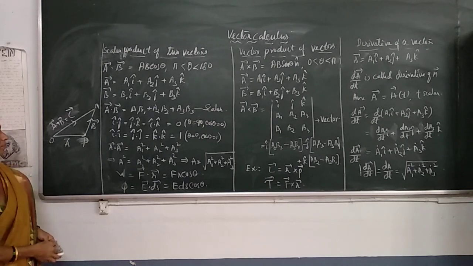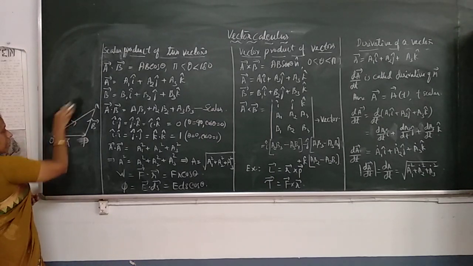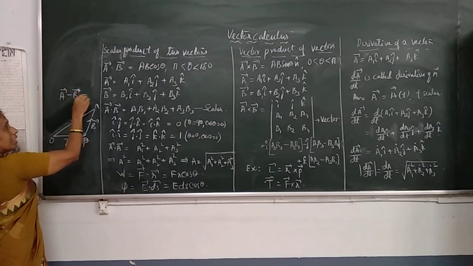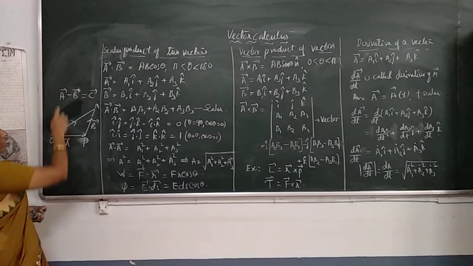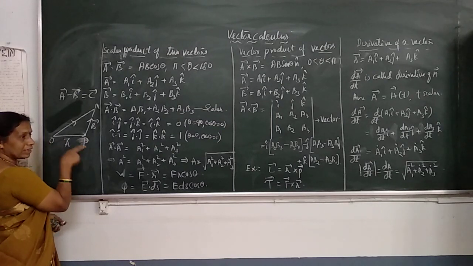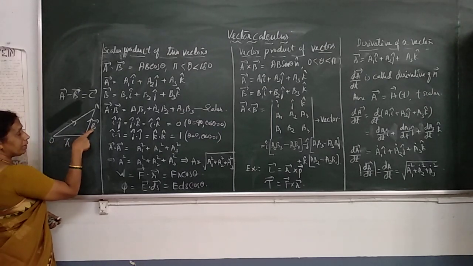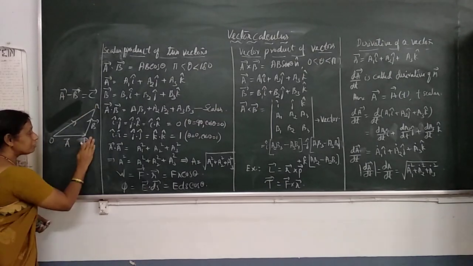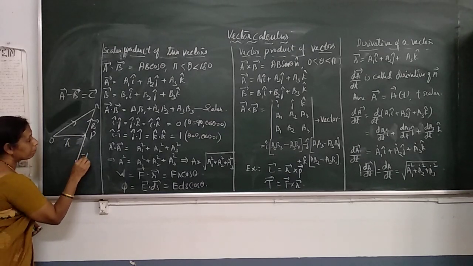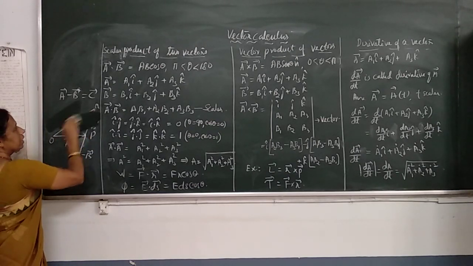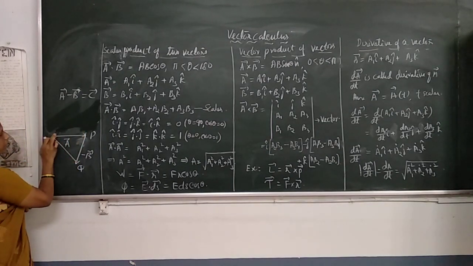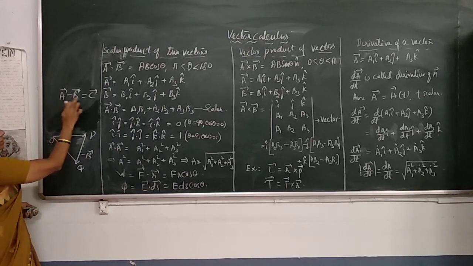This is vector addition. How are the two vectors subtracted? Vector subtraction is A vector minus B vector. It is again another vector, say C vector. See here, the vector A is represented by the line OP. B vector is represented by PQ. So minus B vector is represented in this direction, opposite to B vector, nothing but minus B vector. Then this side OQ represents the vector C, nothing but A vector minus B vector.